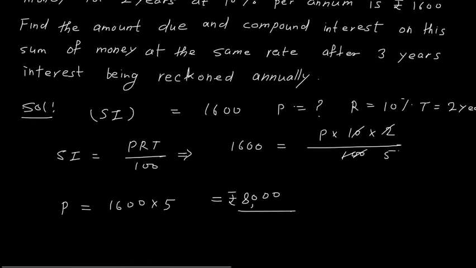Now we can calculate interest. Now you can calculate simple interest for 1 year, then you find the amount, then simple interest for the second year, then find the amount, then simple interest for the third year, then find the amount. Like that you will find the total amount due and the compound interest on this sum at the same rate after 3 years, right?